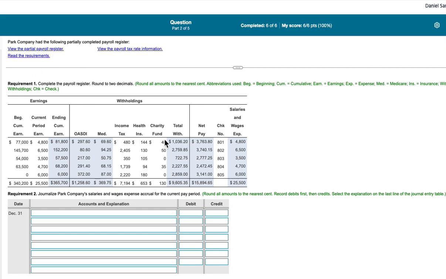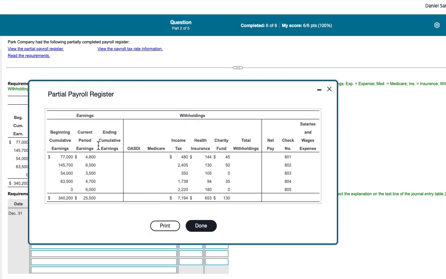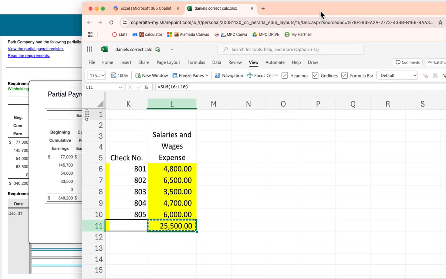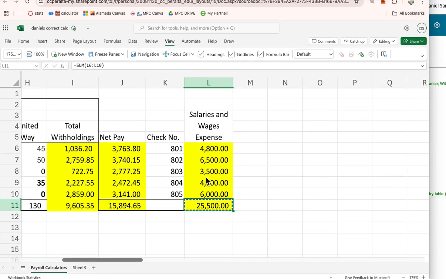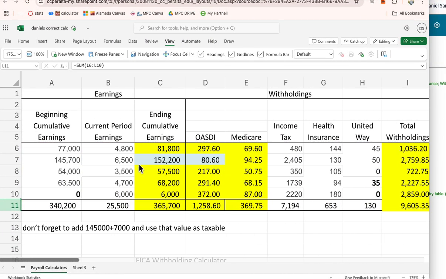Payroll and withholdings and such. Some things I just want to point out for future use: this is all data that I've already verified, so this is kind of like the data that you're given. I plugged it into this Excel sheet called Daniel's Correct Calculator in Chapter 11.